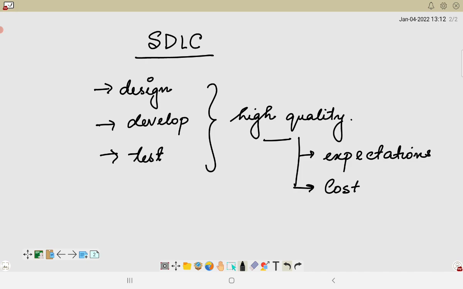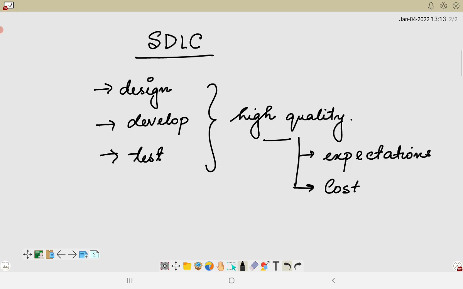But as of now, we have to remember that in order to produce high quality software along with the expectations of the customer, the cost of the product is also a mandatory factor, and it also has to meet certain standards. Now different software or different products have different standards. In case of software also, there is an international standard for development, and we have to make sure that this standard is met.